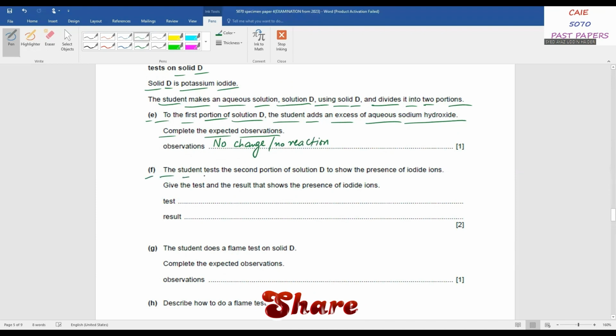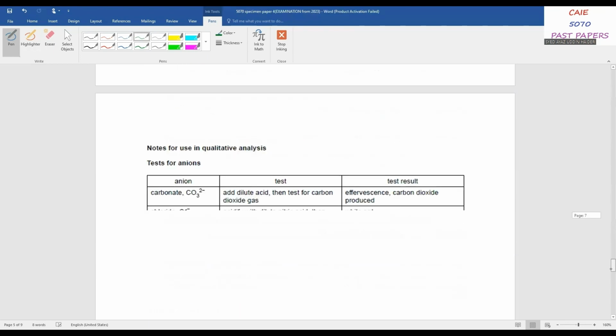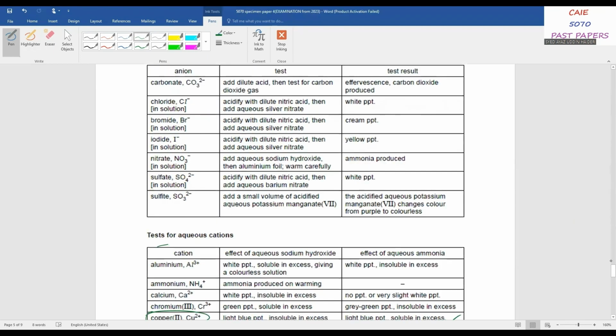Part F, the student tests the second portion of solution D to show the presence of iodide ions. Give the test and the result that shows the presence of iodide ions. Again, you will go to the qualitative analysis for the testing of anions, and here it is iodide ions. First of all, you acidify with dilute nitric acid, then add aqueous silver nitrate. You will get a yellow precipitate.